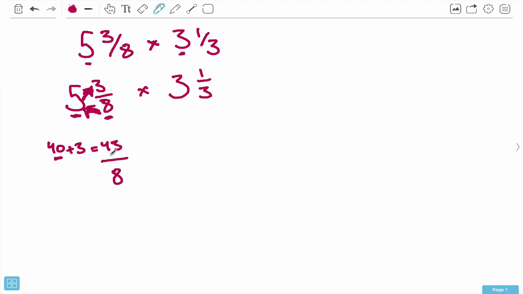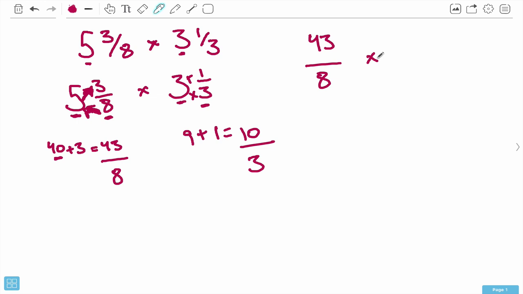So let's do the same thing over here. We're going to multiply denominator times whole number to get 9. And then we're going to add that plus the numerator. So 9 plus 1 equals 10, and it's over 3. So our new improper fraction will look like 43/8 times 10/3.